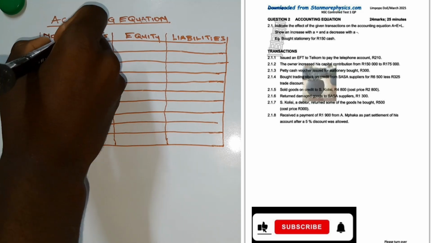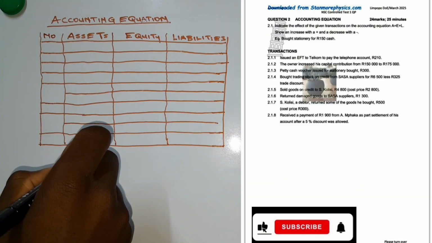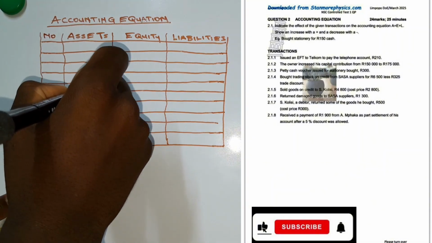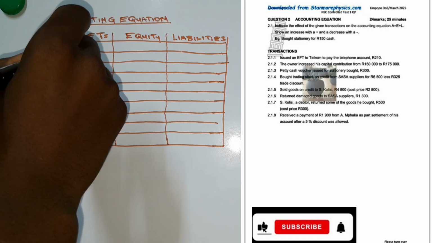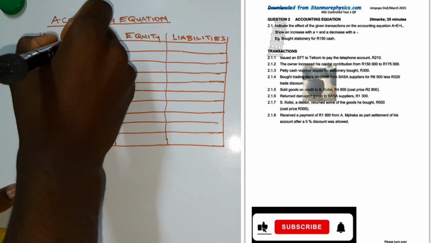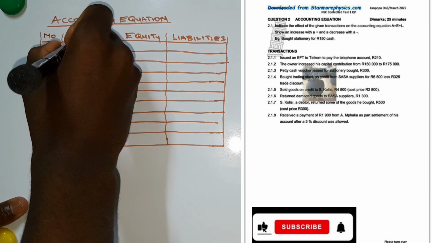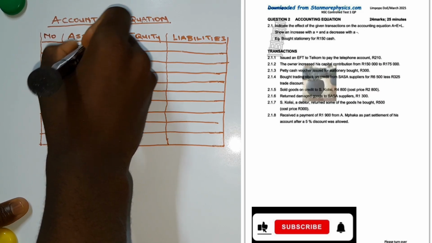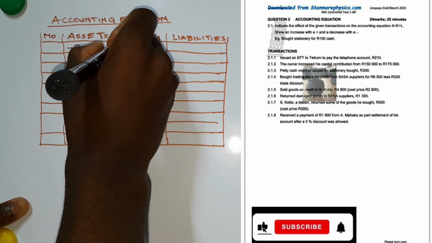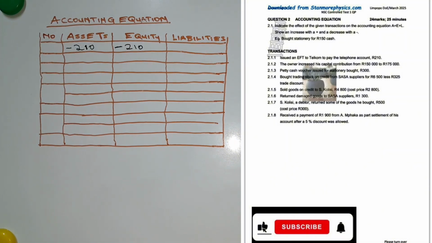Our bank is going to decrease by 210. You have to remember that bank falls under asset, and bank increases on the debit side, but for now it doesn't matter. You just have to write minus 210 for bank, and on this side we are also going to say minus 210 because it decreases our equity. Then we are done with the first one. We go to the second one.